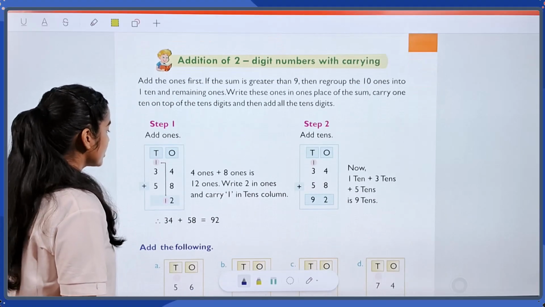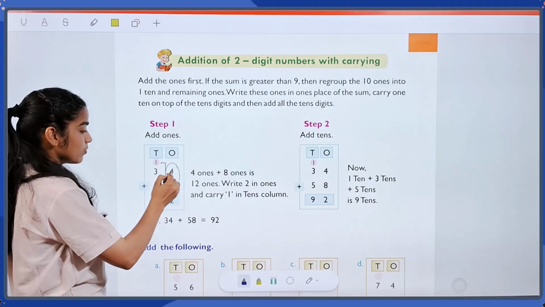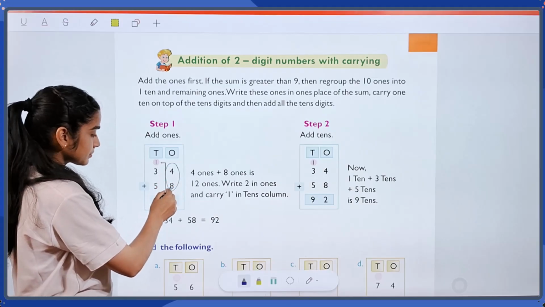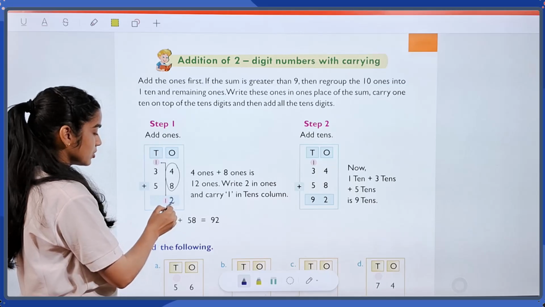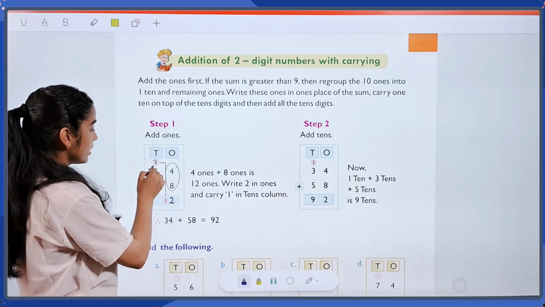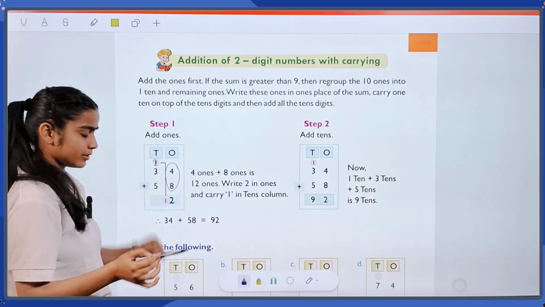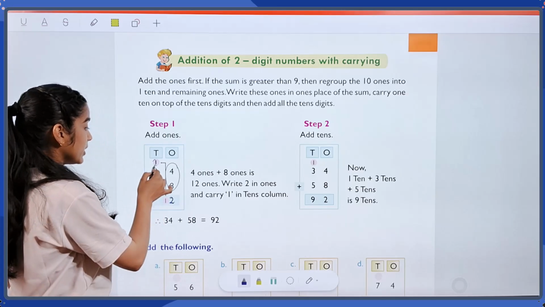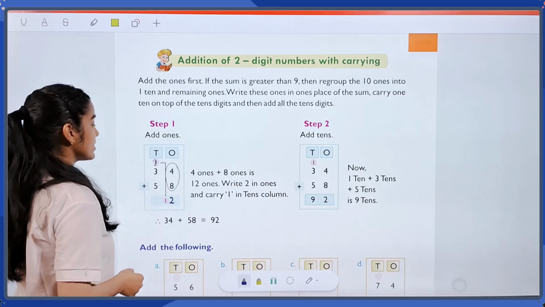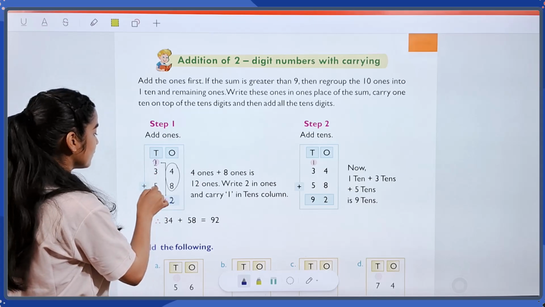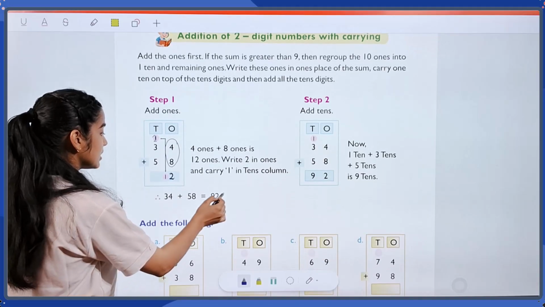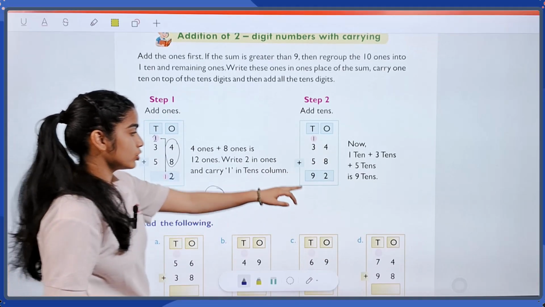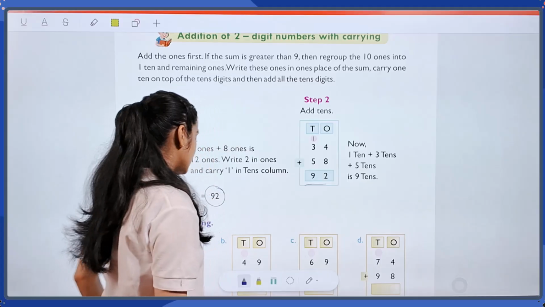It means first we add the ones. So 4 plus 8 is 12. We only write the last digit, which is 2, and we write 1 on top of the next addend. So 3 plus 5 is 8, 8 plus 1 is 9, which means our answer is 92. This is our answer, 92.